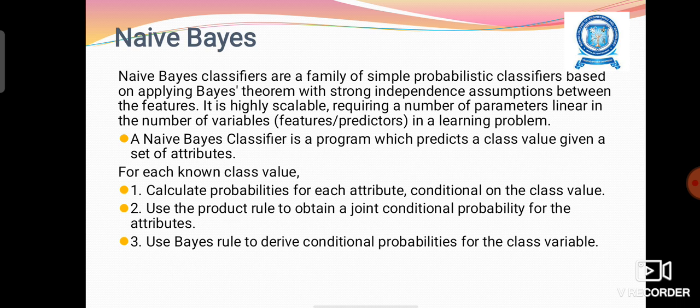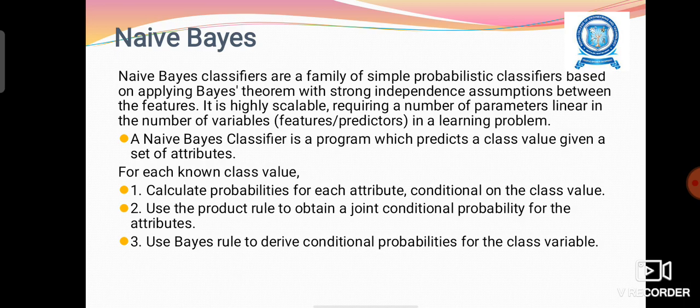Naive Bayes classifiers. Naive Bayes classifiers are a family of probabilistic classifiers which perform with the help of Bayes theorem with a strong independence assumption between the features. It is highly scalable and requires a number of parameters linear in the number of variables in a learning problem. The Naive Bayes classifier predicts the class value when given a set of attributes.